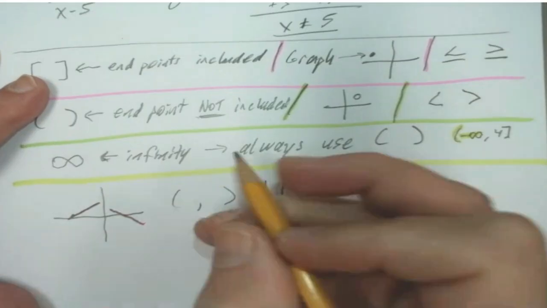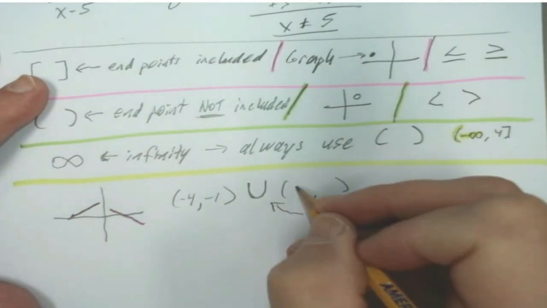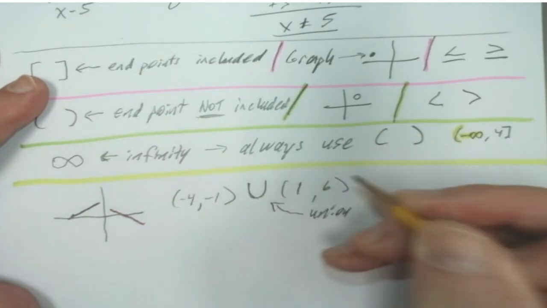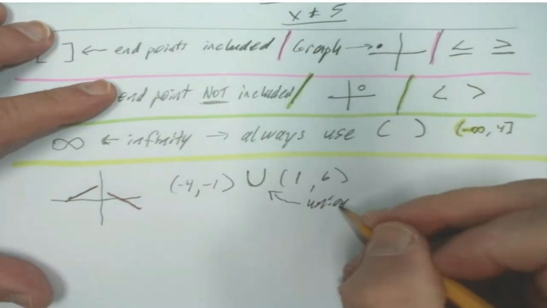Union. Let me just make up some numbers here. Like this went from -4 to -1, and this went from 1 to 6. Just filling in some numbers that could be. Union.